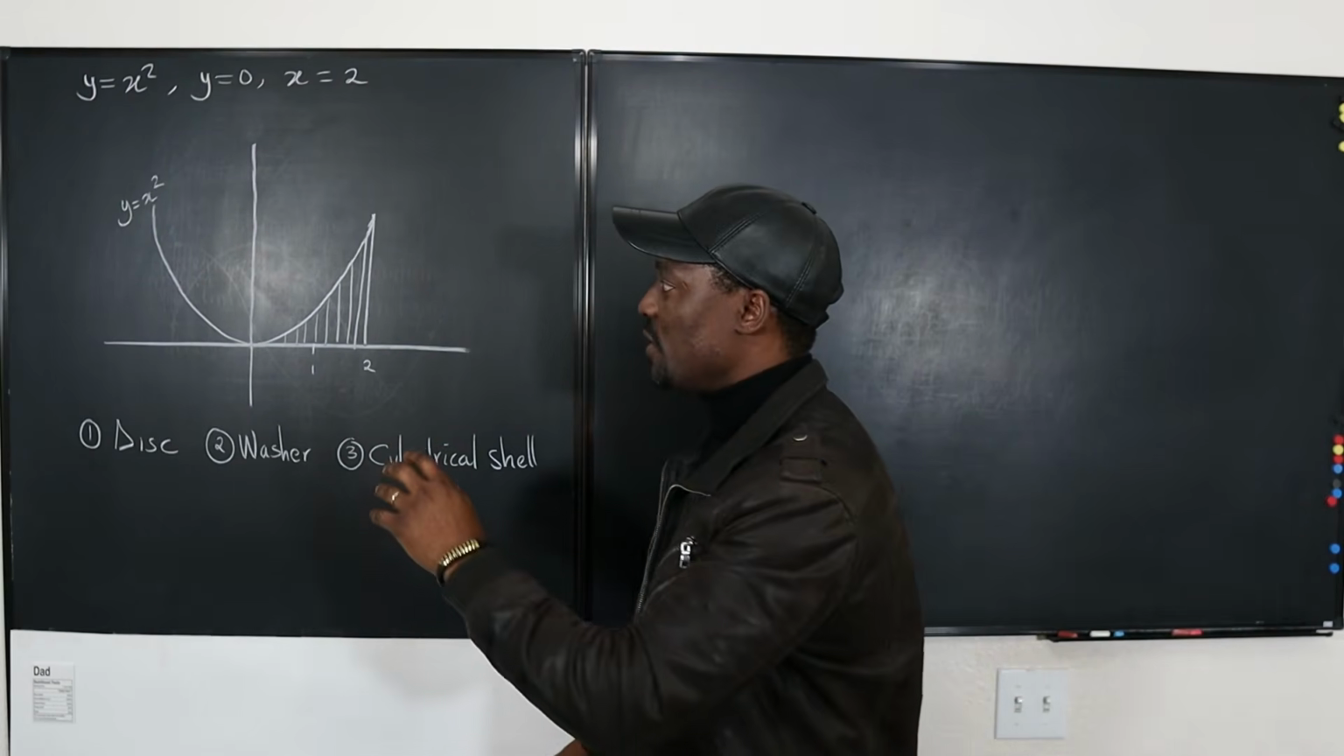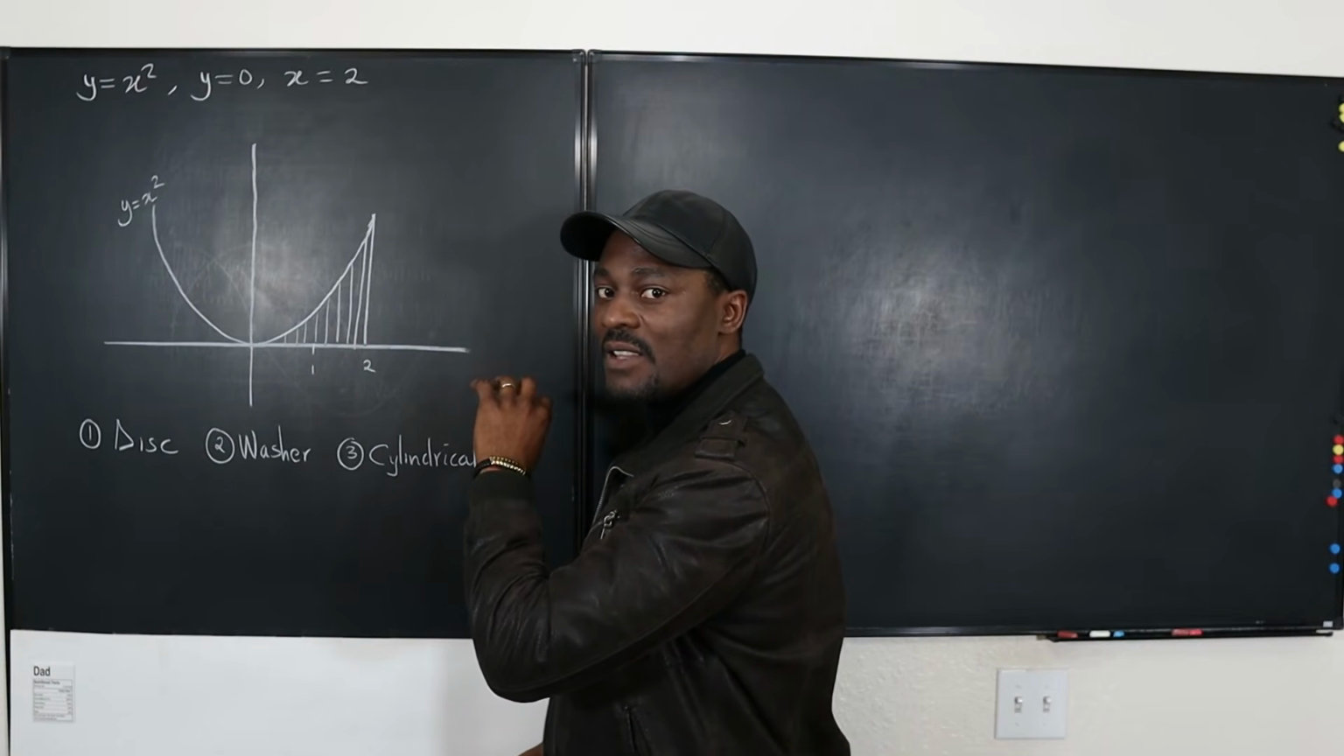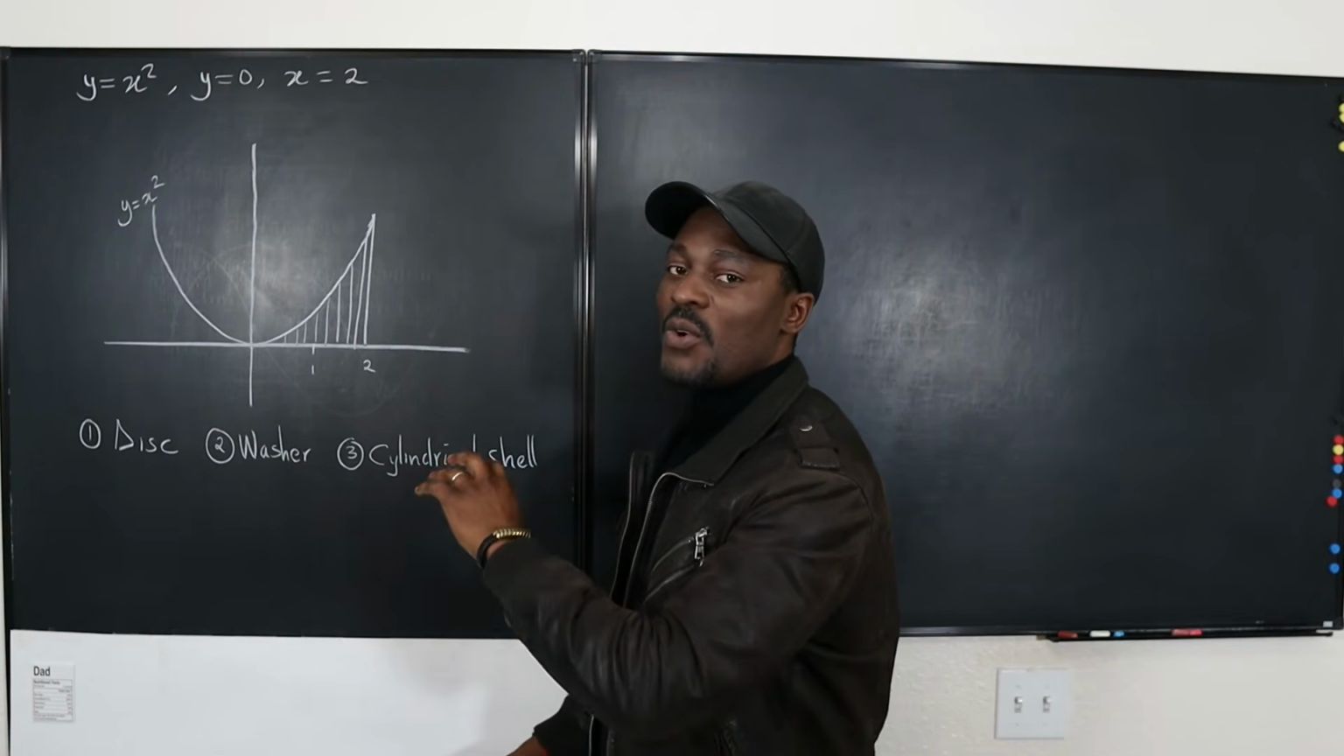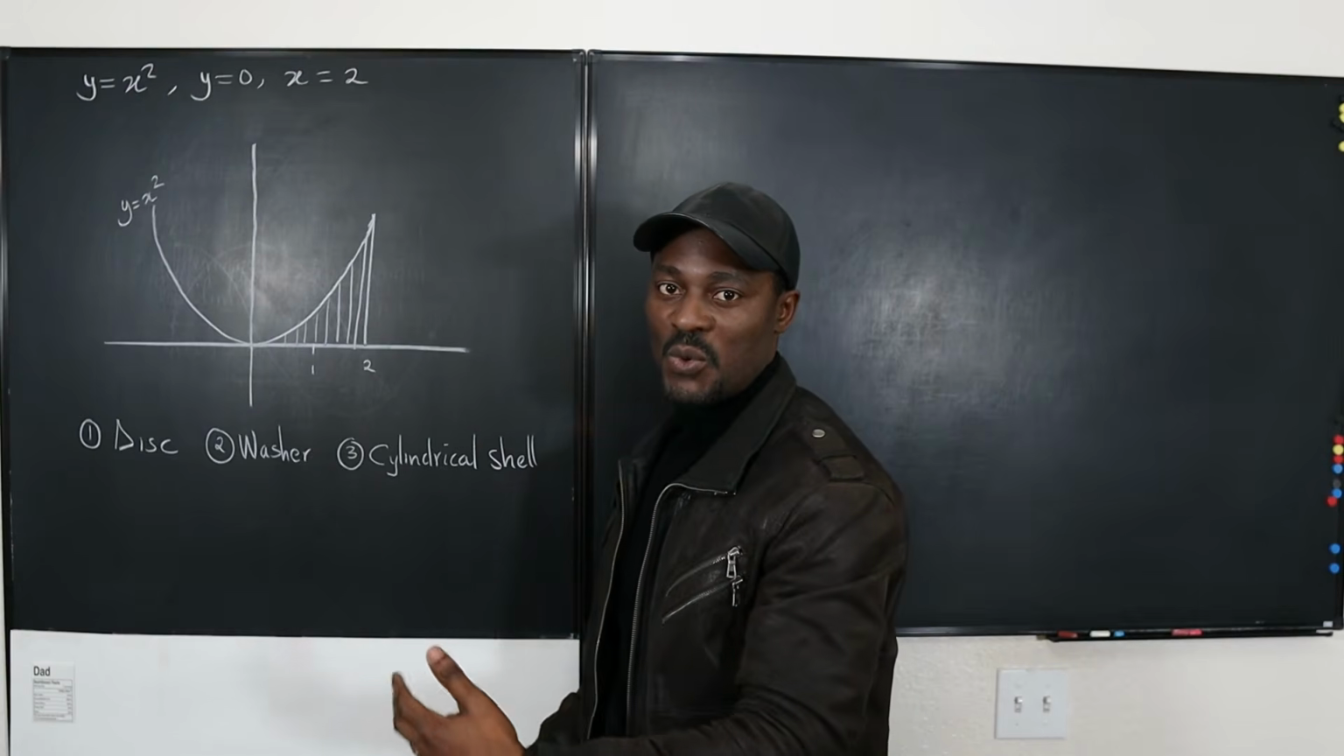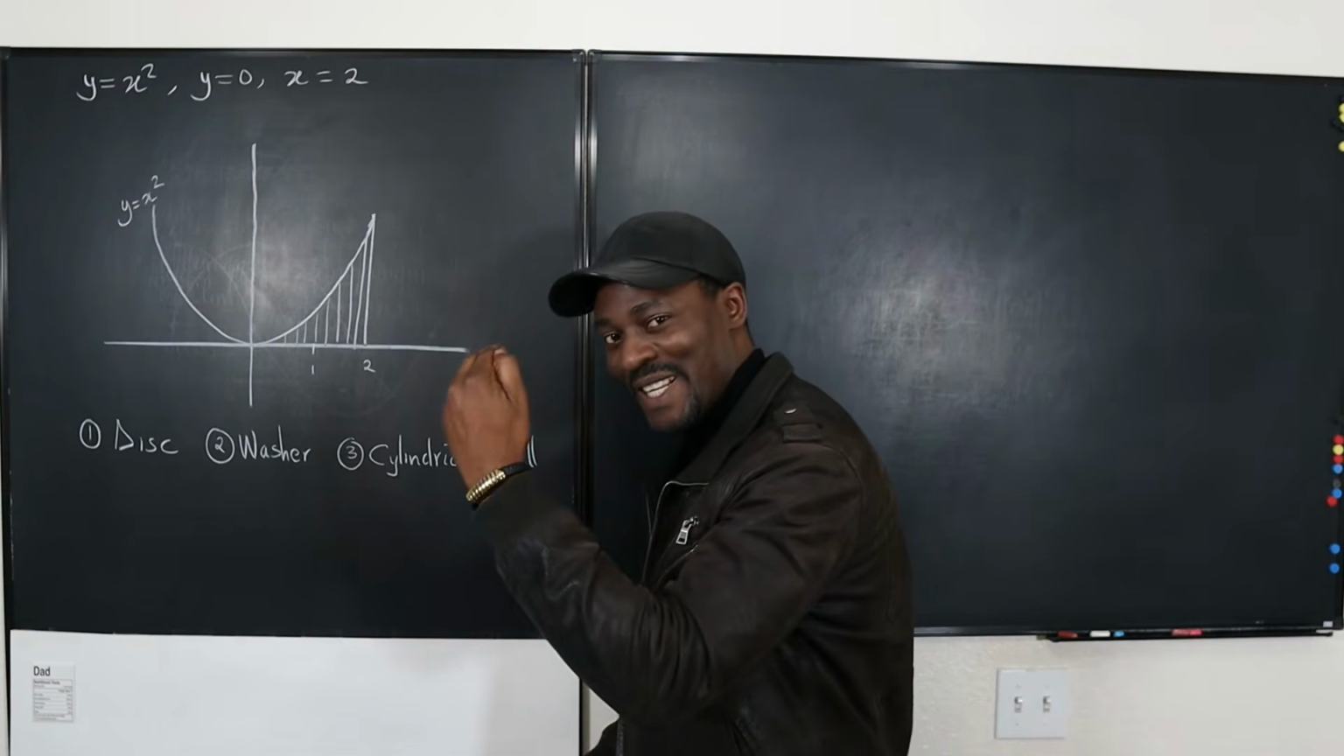So what I'll do is I'm going to do the disk and the cylindrical shell, then I'll do the washer with the cylindrical shell, or in reverse order, however. Okay, so let's get into the video.